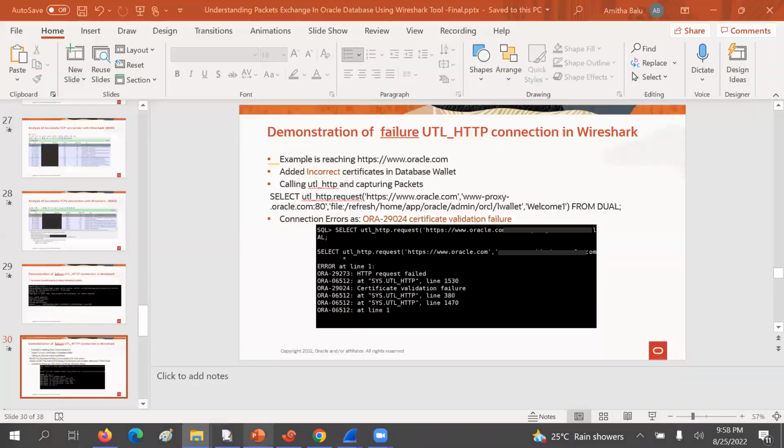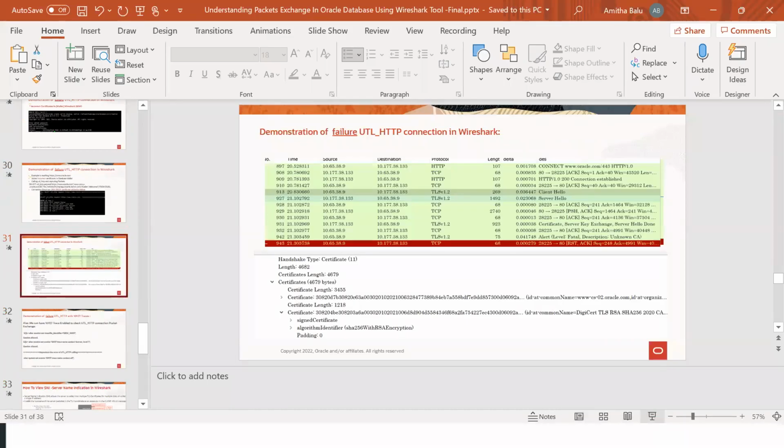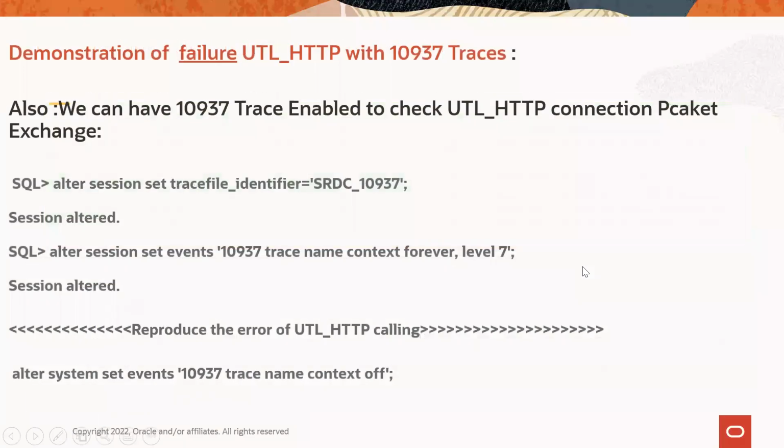Other than having the Wireshark handshake, for a UTL HTTP connection you can also enable 10937 traces at the database end. You enable these traces, reproduce the error, and stop the trace. From that trace you can also get information on how exactly the packet exchange is happening and where we are failing.